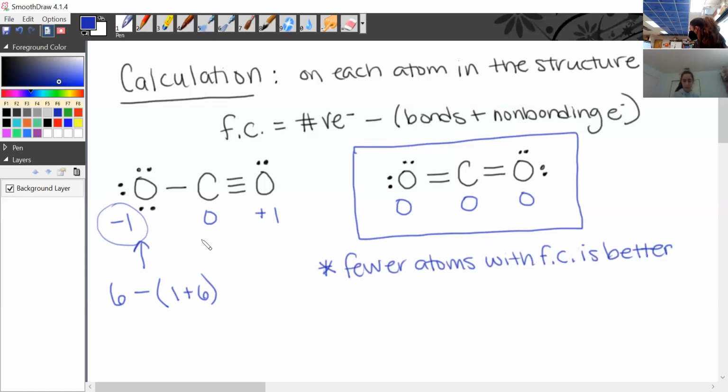Sometimes you have to have formal charge. Sometimes your structure is going to result in one or more of the atoms having formal charge. And that's okay as long as the magnitude is not 2 or greater. So if you get formal charge of plus or minus 2 or more, that is not okay. You'll automatically know that that is not your structure if you get that big of a formal charge.